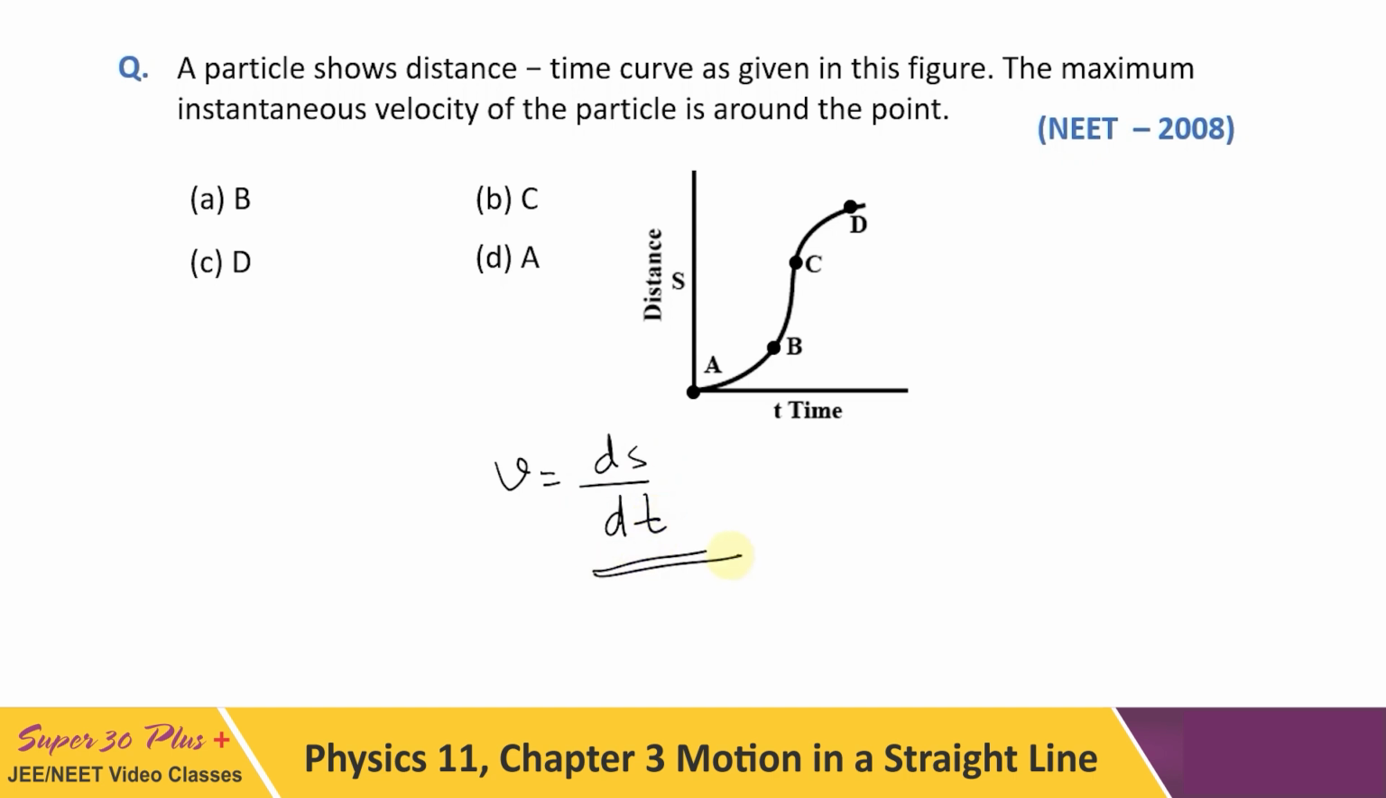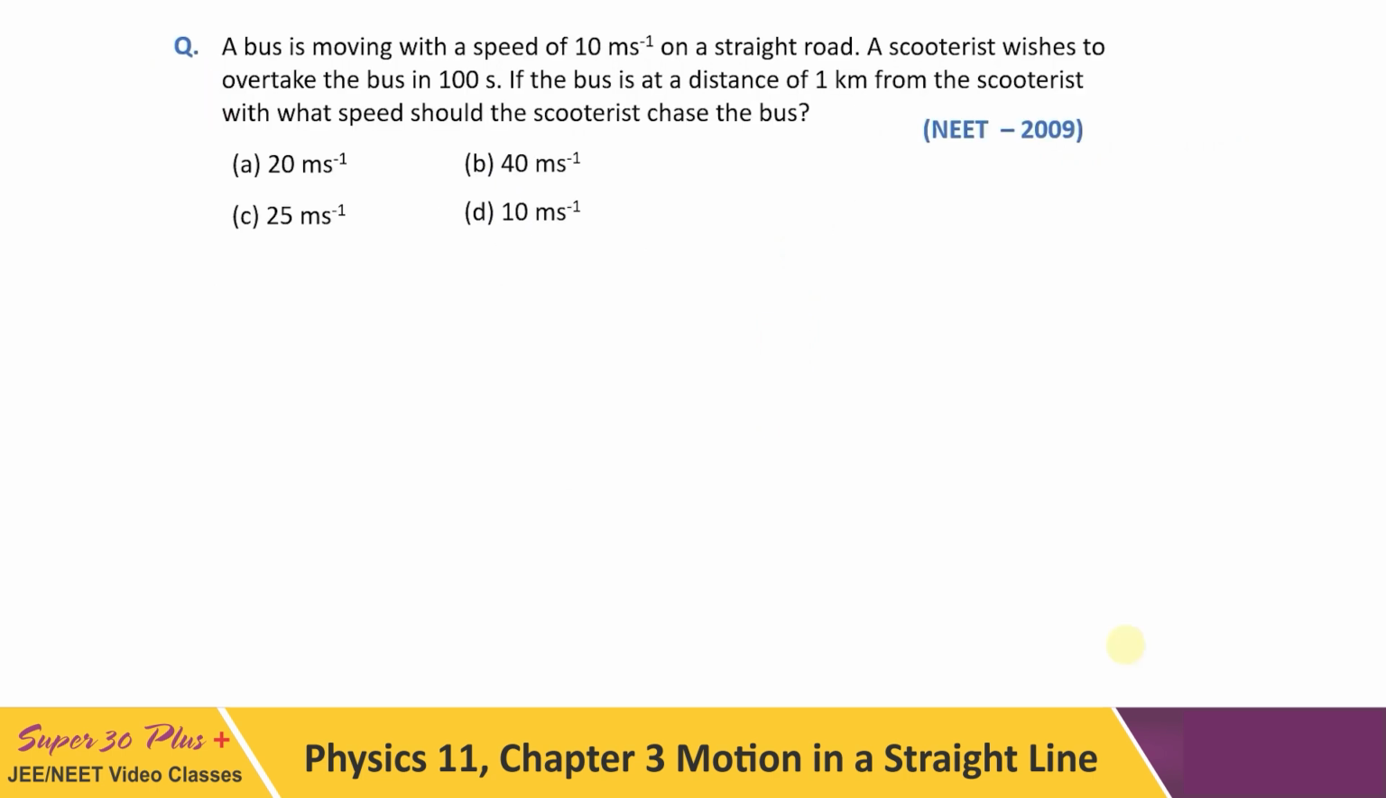So we have to check the slope of the curve. It should be maximum because it is asking for maximum instantaneous velocity. So when this curve is maximum, is it at A or B or C or D? As we can see from the graph given here, this is maximum at C. At C, this curve has become very much steeper. So C will be the correct option, which is option number 2. Move to next question now.